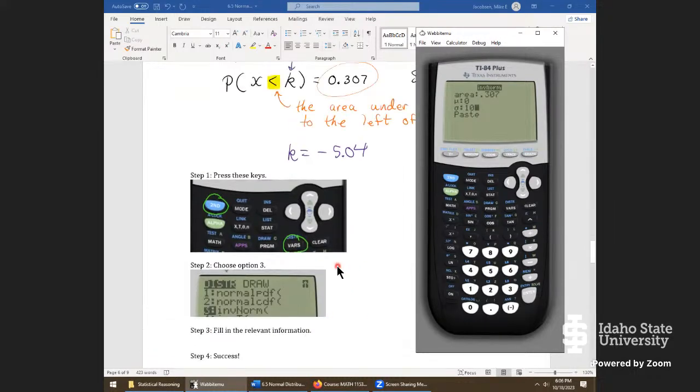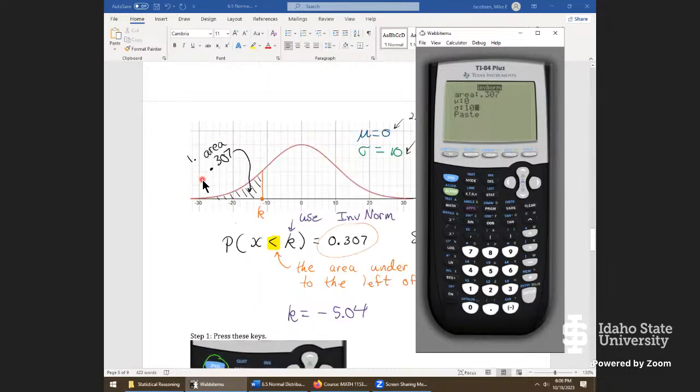On your calculator, like your standard deviation, there's a thing that says tail and then left, center, right. Is that for this? Would that just be left? It would be left, yeah. So this tail right here.